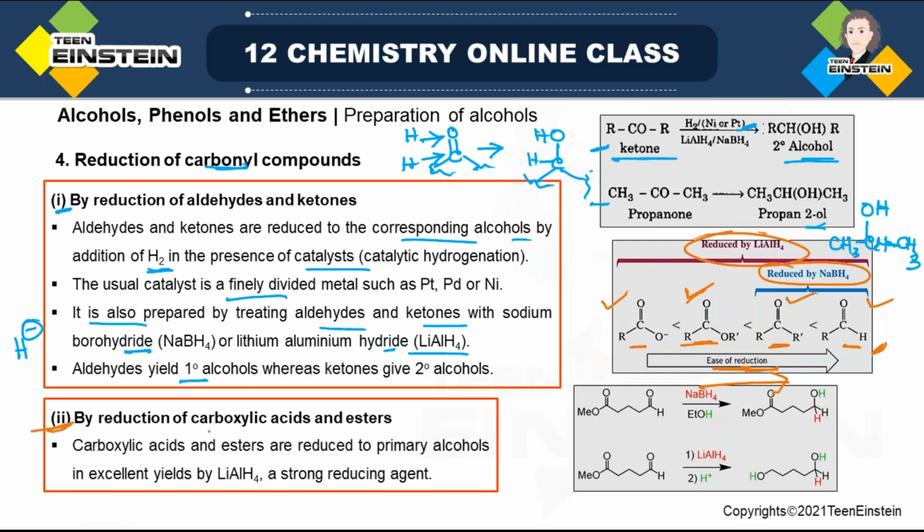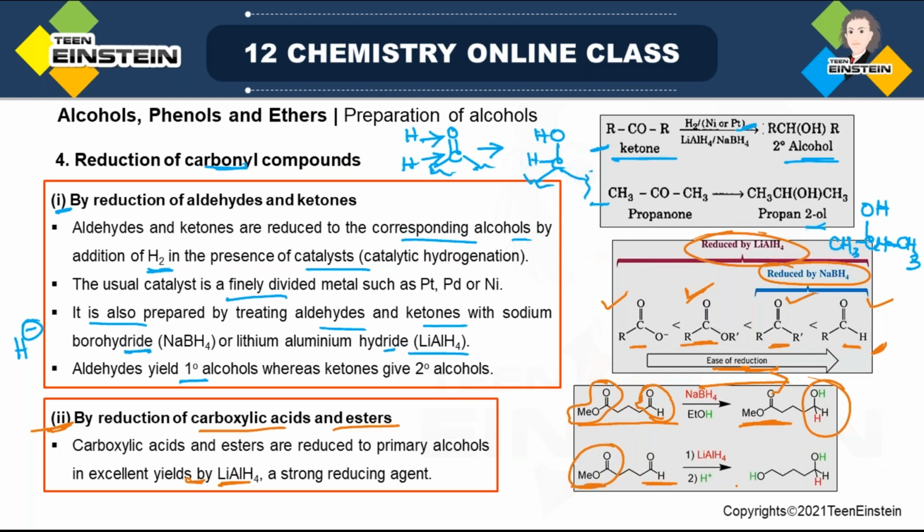Second method, if the starting material is carboxylic acid or ester, they can be reduced to primary alcohols in excellent yield if you are using lithium aluminium hydride, which is stronger compared to NaBH4. So see, here we have taken this molecule. In the same molecule, you have aldehyde group, you also have ester group. Now sodium borohydride cannot react with ester and reduce it. So see, it is still intact. Only this part is reduced. But when it is lithium aluminium hydride, both parts are reduced.